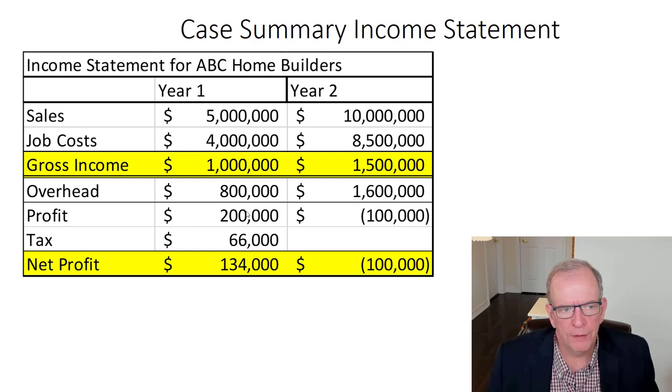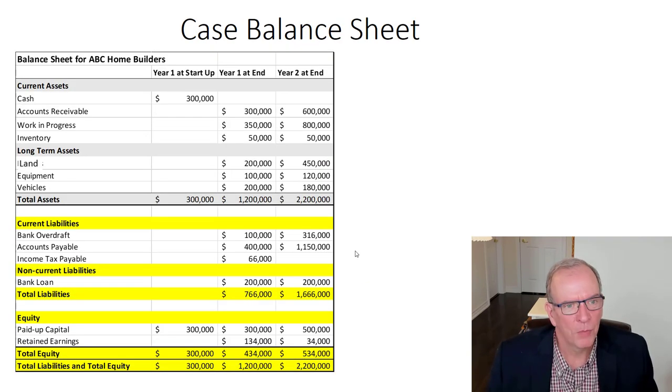They've got profit in year one. They've got a loss in year two, a $100,000 loss. They had to pay 66,000 in tax in year one, so they ended up with a net profit after tax of 134,000. With a loss, the good thing is you don't have to pay any tax, but that's not really good. That's why sometimes it's good to pay tax. It means you made some actual money.